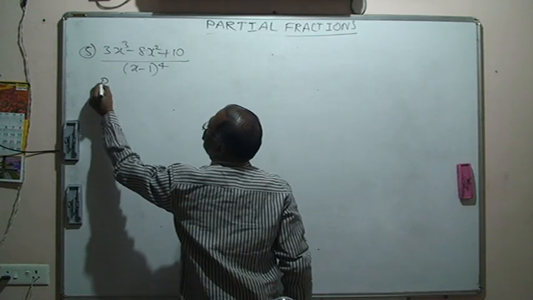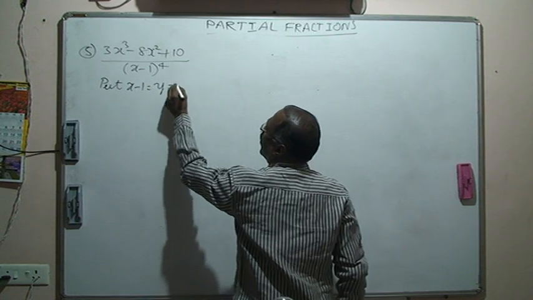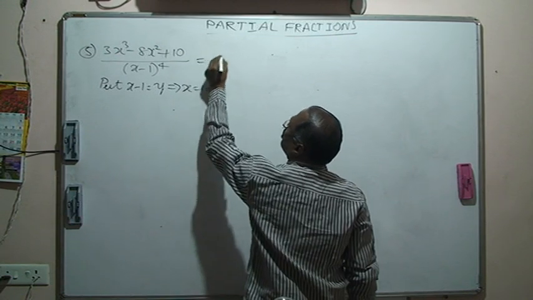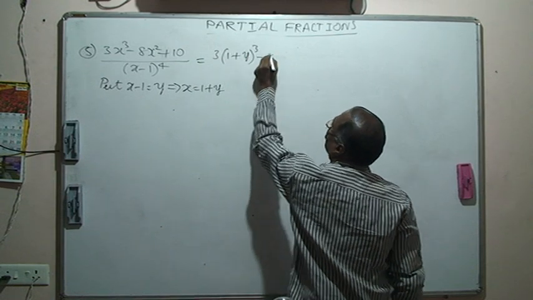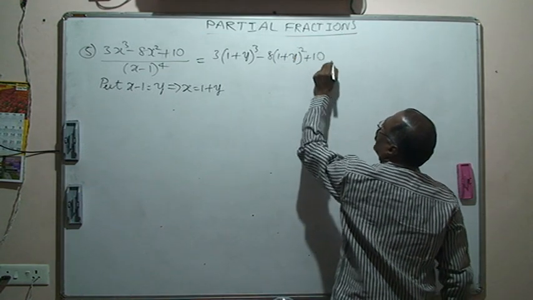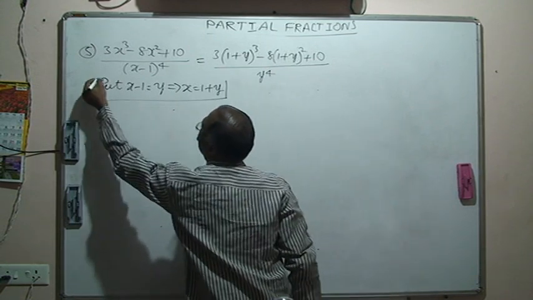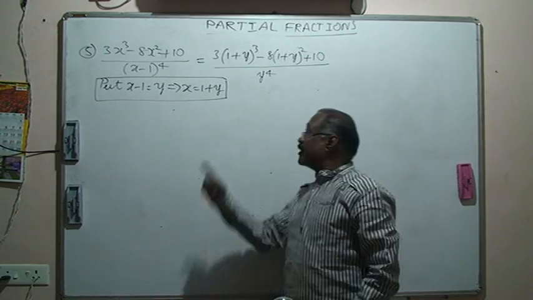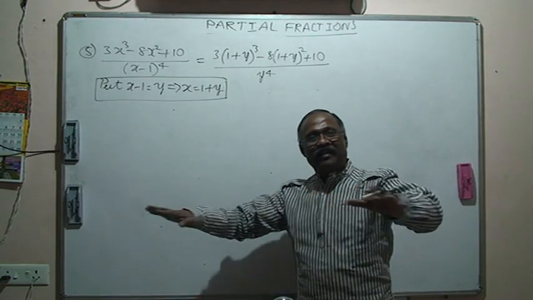Put x − 1 equal to y. This implies x is equal to 1 + y. Now write this: 3 into (1 + y) whole cube minus 8 into (1 + y) whole square plus 10, and the denominator becomes y power 4. This is the advantage. See what is happening to the denominator: it is becoming y power 4. And if you expand the numerator and split it, you will get the final answer.